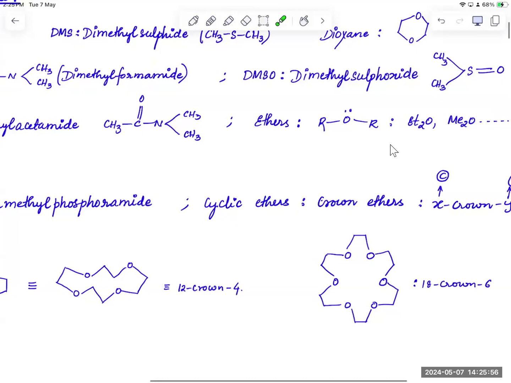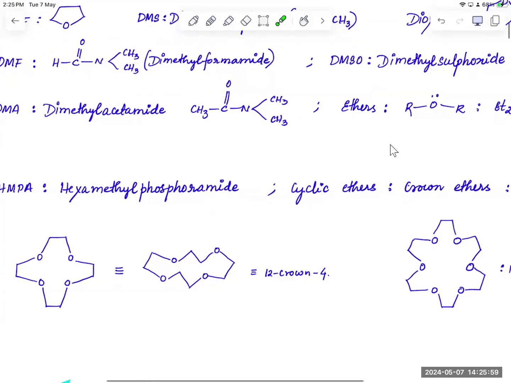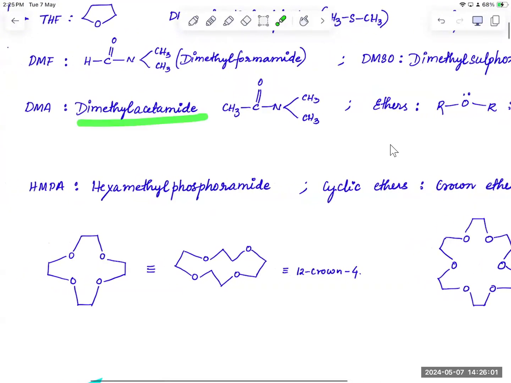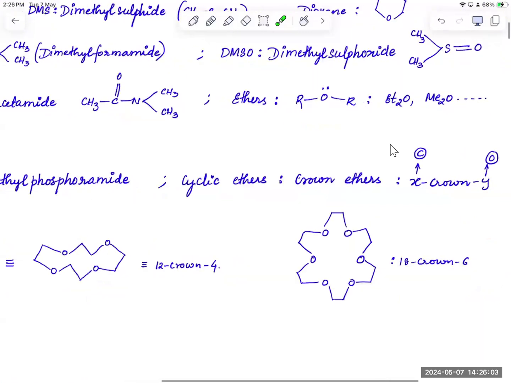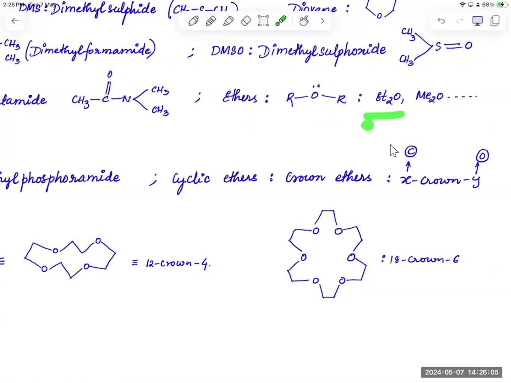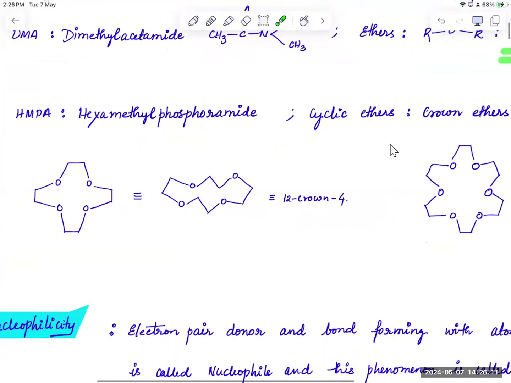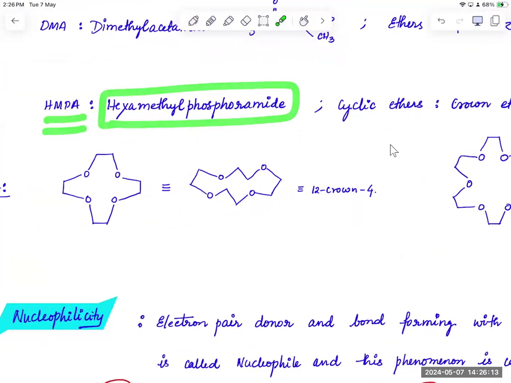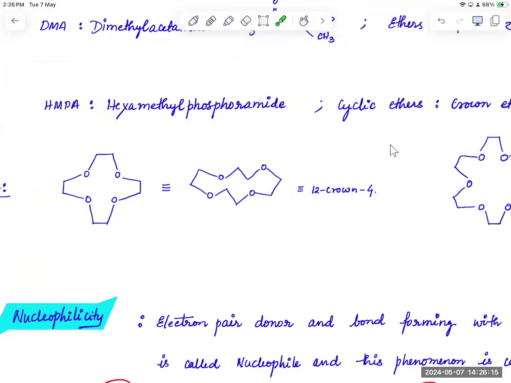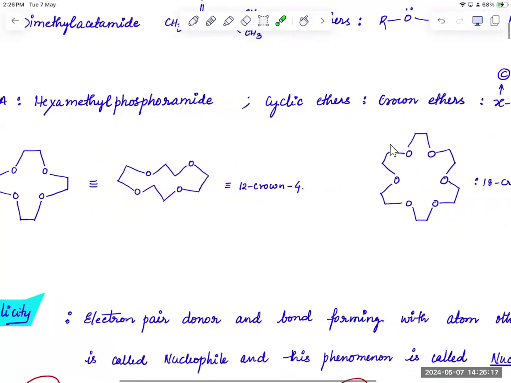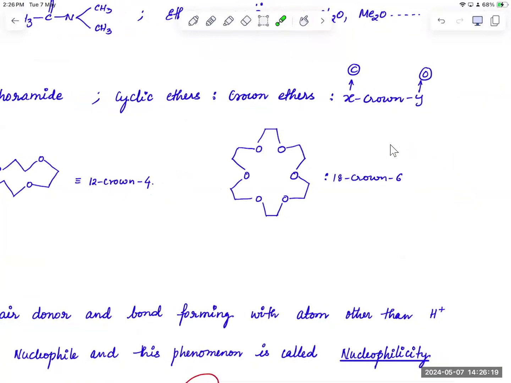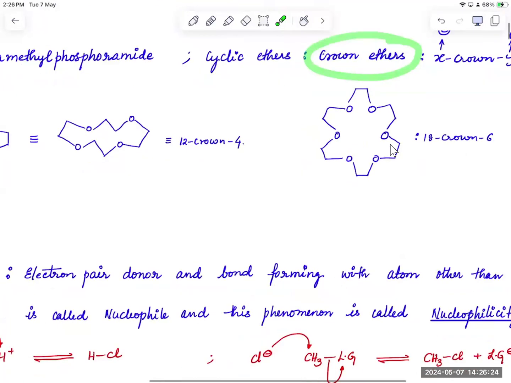Then DMA, dimethyl acetamide. Next, we have any form of ethers: diethyl ether, dimethyl ether, any of this kind. Next, we have HMPA, which is hexamethyl phosphoramide. That is also an aprotic solvent. Next, all the types of cyclic ethers. These cyclic ethers are called crown ethers. Like you can see, this is a crown ether.